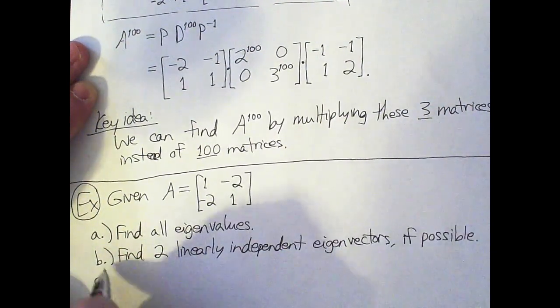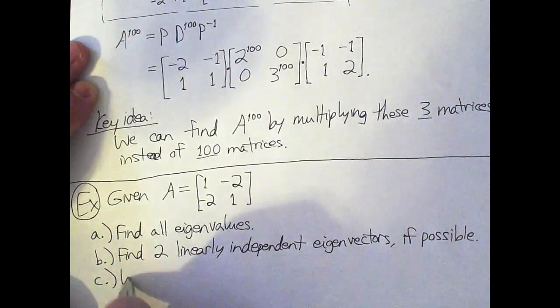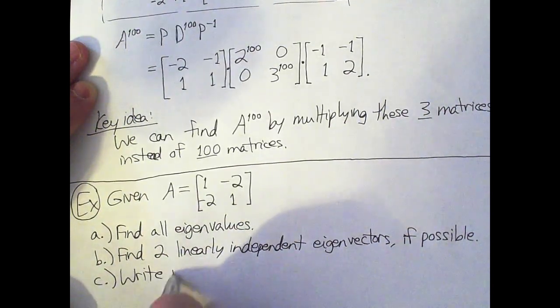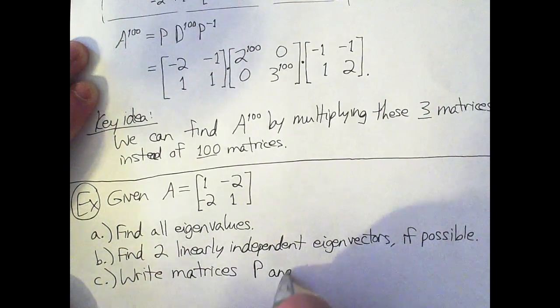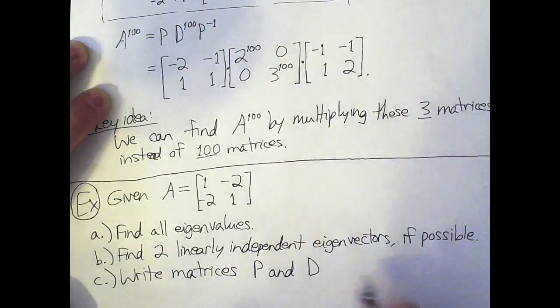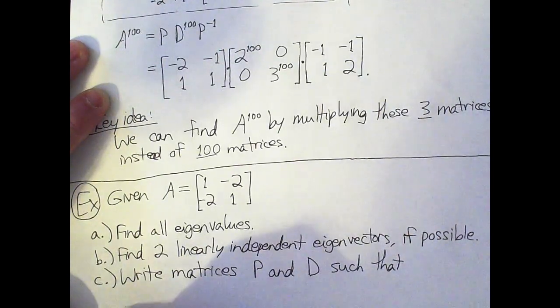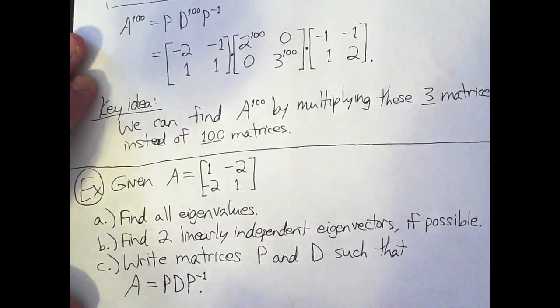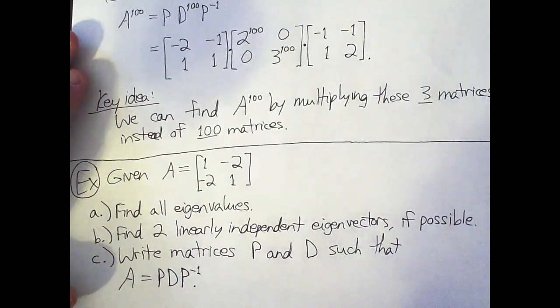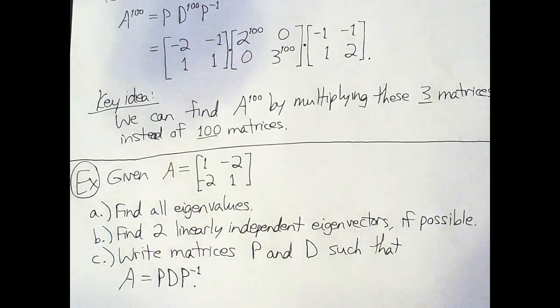And part C, write matrices P and D such that A equals P D P inverse. So I'm asking you to diagonalize this matrix A if possible. I'd like you to pause the video, take a few minutes, and work on this.